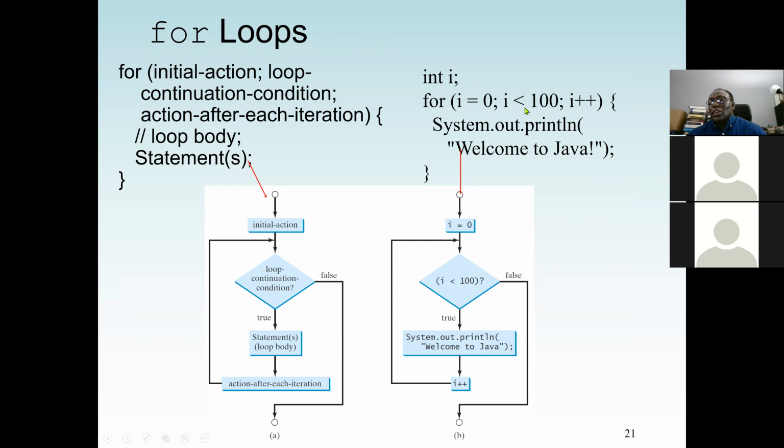The next thing we are checking is, is 0 less than 100? It's true, so we do something. Here we print welcome to Java. Then we increment the counter to 1.